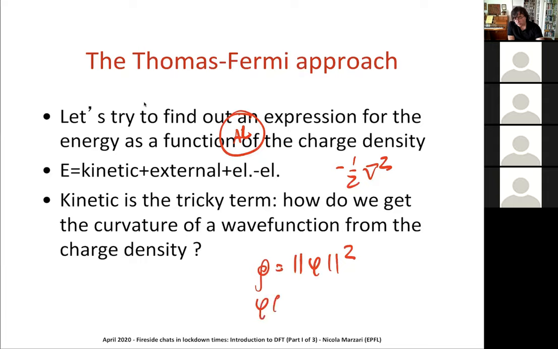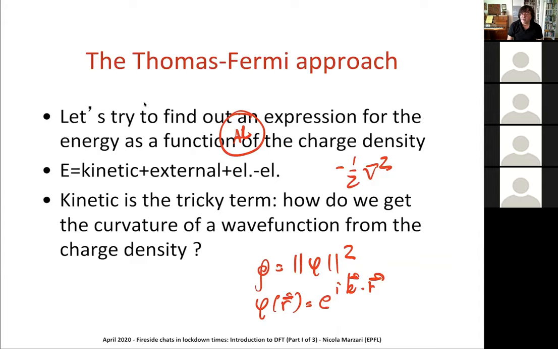We know that f of r is a plane wave, e to plus or minus ik dot r. Well, the square modulus of a plane wave is a constant. So the charge density of a free electron is constant because it's free. The charge density, the probability of finding it, is equal everywhere.